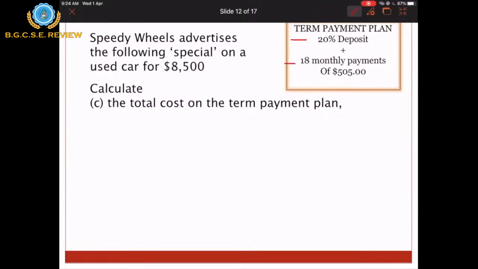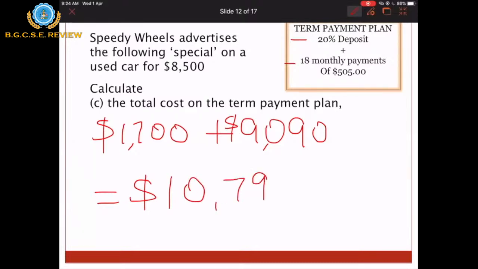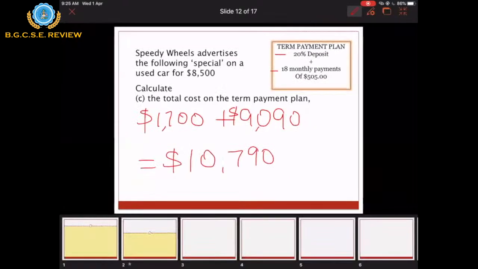We have $1,700 plus $9,090. When I add them together, my total hire purchase price, or the term payment plan in this case, is going to be $10,790. And we can see that this is a good bit more than just paying cash. But again, some persons don't have the option to just pay cash outright. And so the hire purchase plan, the financing plan, would be better for them.